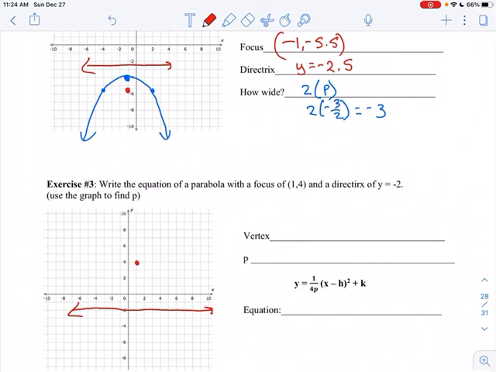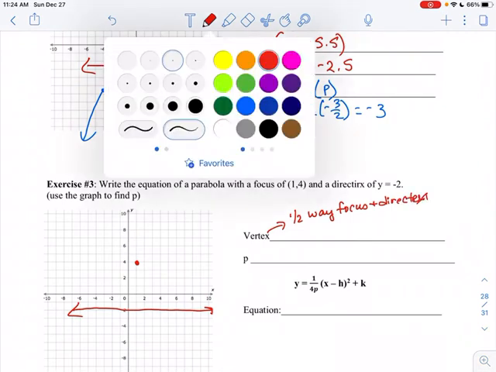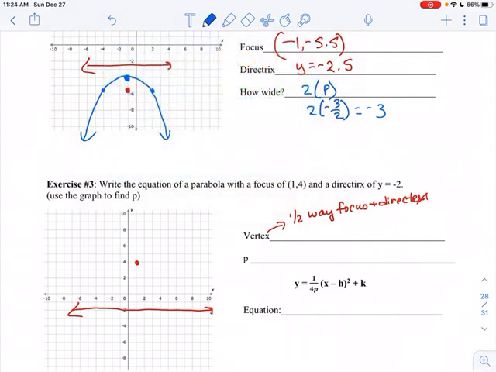Now remember, my vertex is right smack in the middle. The vertex is halfway between the focus and the directrix. So let's see what that would be. Halfway between them, I've been doing my parabola in blue, so I'm just switching colors. 1, 2, 3, 4, 5, 6. So halfway between them, my vertex should be at (1, 1). P is the difference between the focus and the vertex. So p is just going to be 3. I'm just measuring this right here, it's 3.